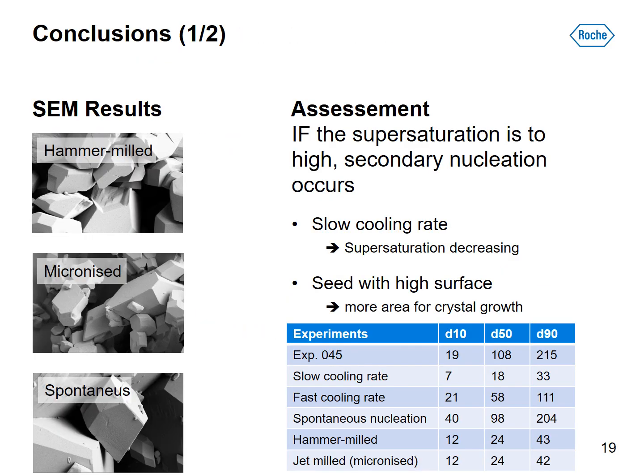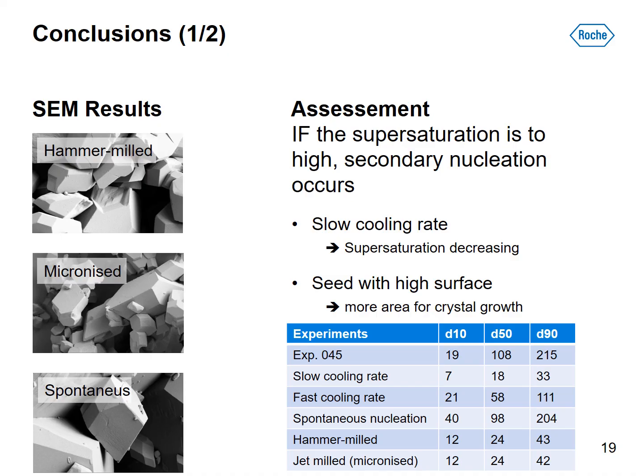To sum it up, it could be shown that if we have a high supersaturation, a secondary nucleation occurs with the undesired polymorphic form C. If we performed a slow cooling rate, the supersaturation decreased. And if we used seeds with high surface area, we gave the crystals more area to grow on, which reduced the supersaturation. The experiments with the slow cooling rate, the hammer mill and the jet mill seeds led to a comparable product like in the Side A procedure.